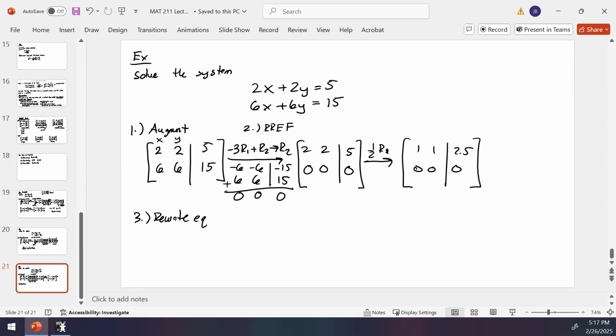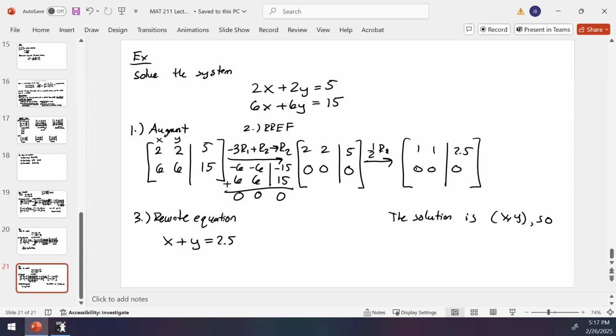So the way that we express this answer is called parameterization. So we want to parameterize the variable. Essentially what we're going to do is rewrite the equation x plus y equals 2.5. And so the solution is x comma y.